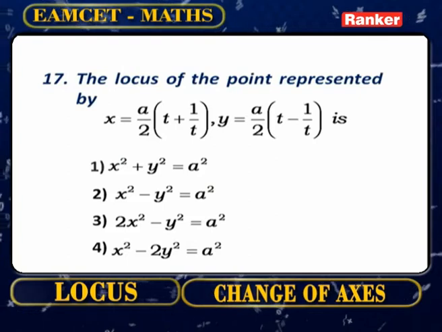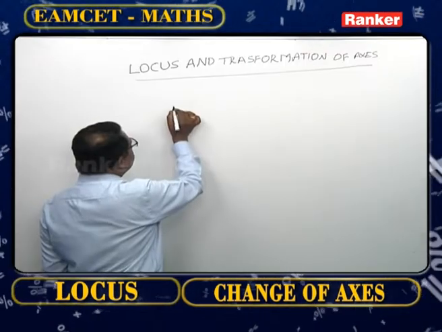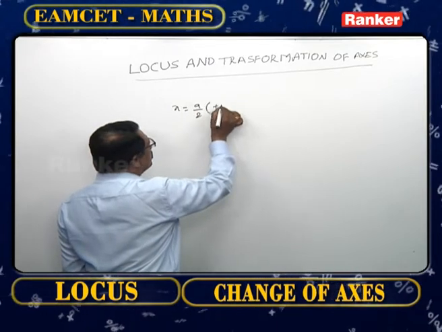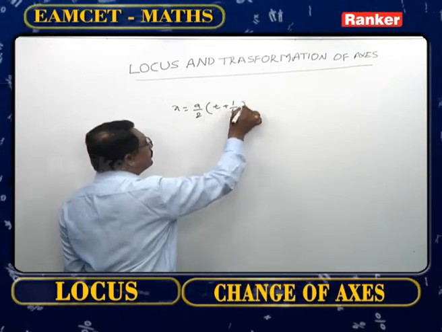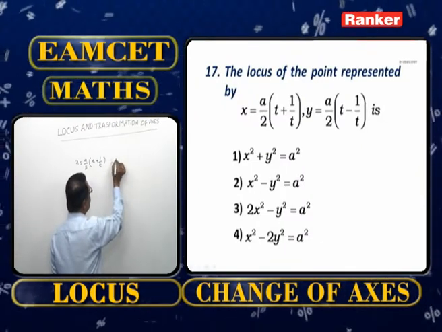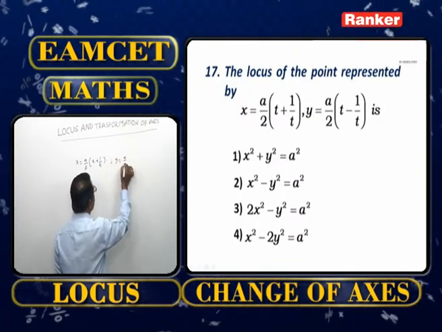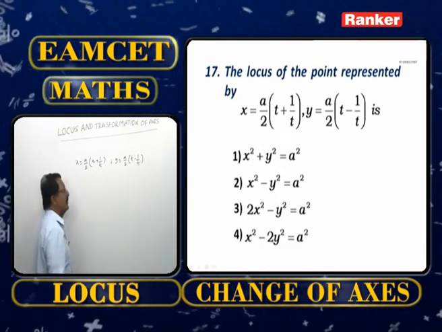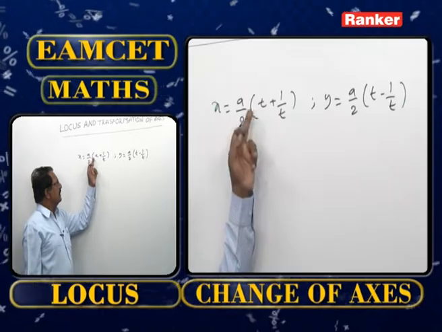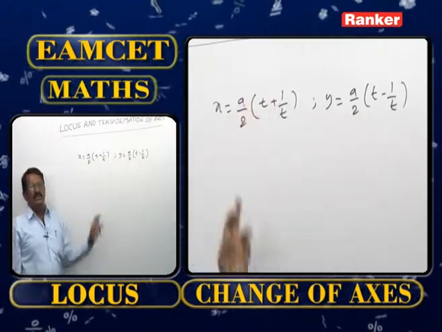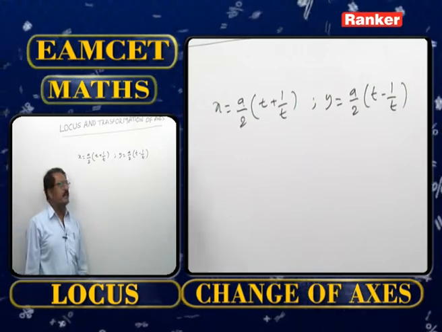The locus of the point represented by x equals a by 2 into (t plus 1 by t), y equals a by 2 into (t minus 1 by t). Now, eliminating t from the two given equations, we get the required locus of the point.